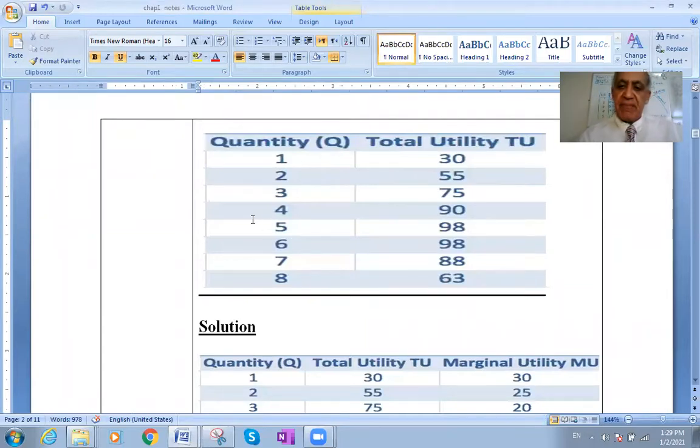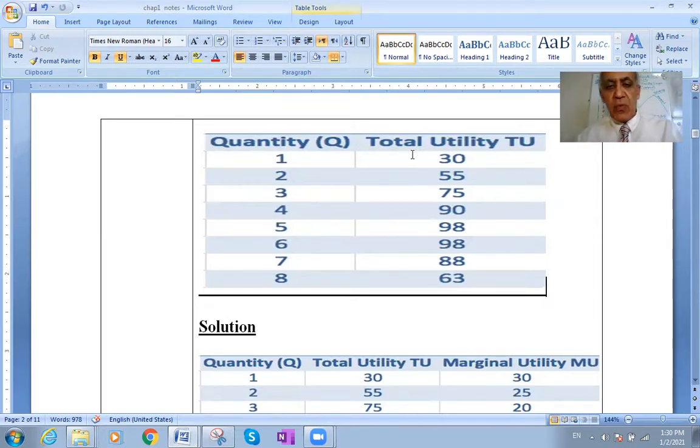So if you give me an exercise and tell me this is the quantity 1, 2, 3, 4, 5, 6, 7, 8, and this is the total utility. So the total utility is 30, 55, 75, 90, 98, 98, 88, and 63. In the last lecture I gave you the marginal utility and I asked you to calculate the total utility, but here now is the opposite.